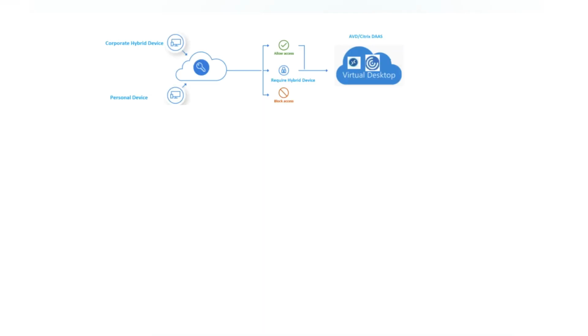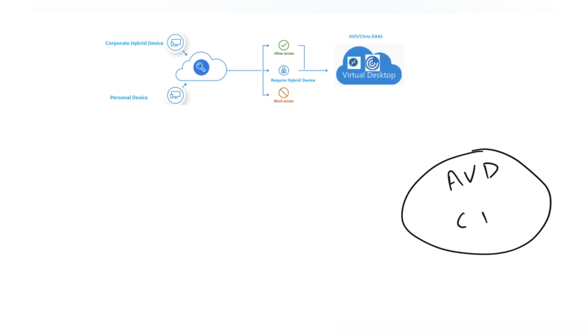By default, when you deploy your VDI infrastructure in the cloud, either Azure Virtual Desktop or Citrix DaaS, the service is exposed to the internet, so anyone on the internet with the right credentials can access your VDI solution. By default, there is no control where you can allow or deny the connection from a managed or unmanaged device. When I say managed, I mean the corporate device, and unmanaged means the personal device. So by default, it is allowed from any type of device which supports the Azure or Citrix VDI client.